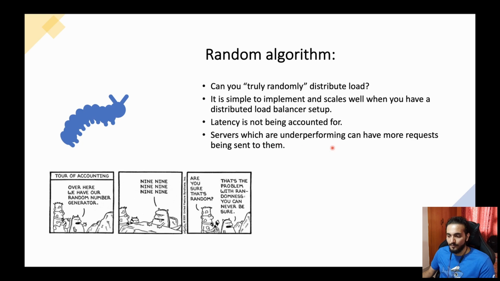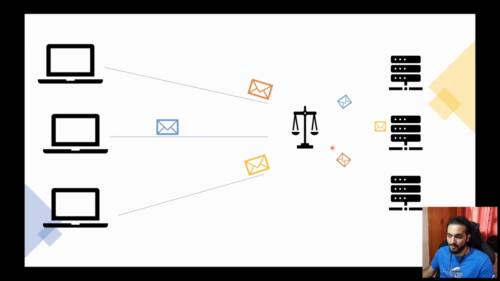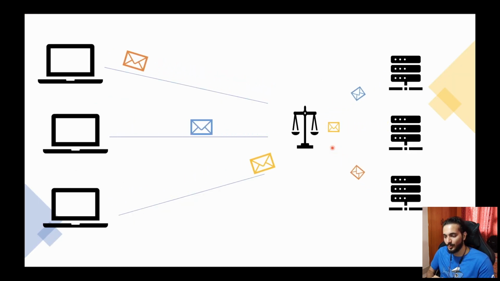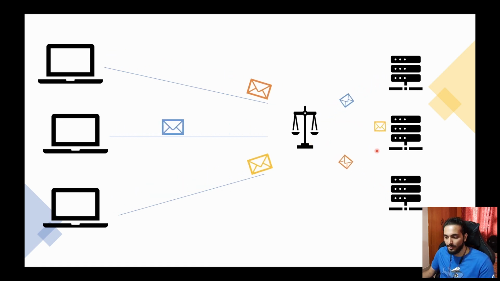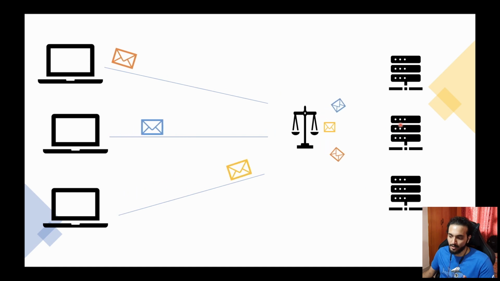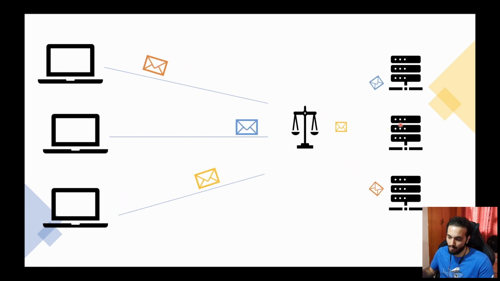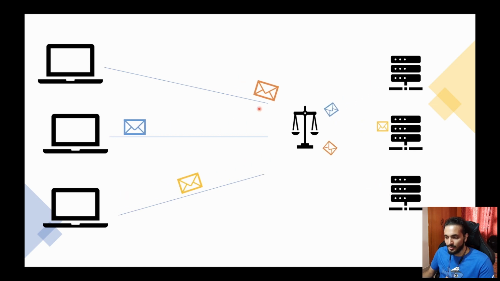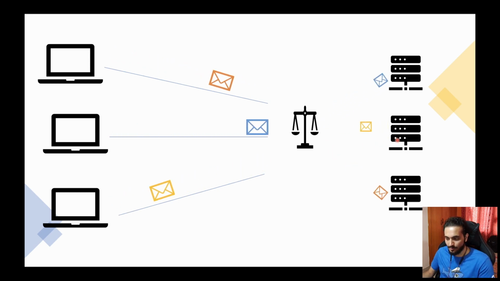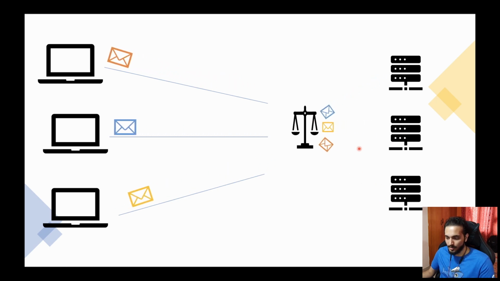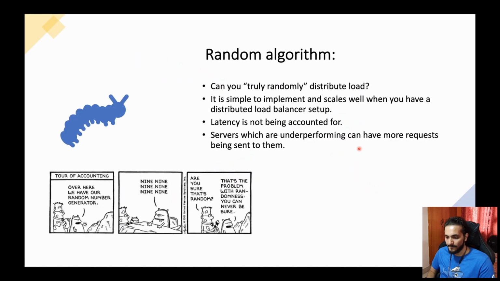Along the same lines, servers which are underperforming can have more requests sent to them. Since it is random, you have no control over how many requests are being routed to a particular server. It is even totally possible for all requests to go to one server. Let's assume the second server is underperforming, or its processing speed has decreased. In that case, the load balancer should start sending fewer requests to the second server, but it doesn't happen that way. Since it's a random algorithm, it picks any server. There's nothing called truly random, and there's a small comic here as well.